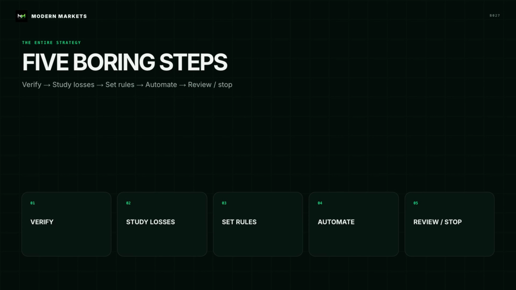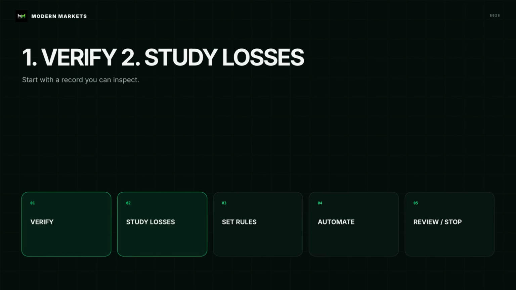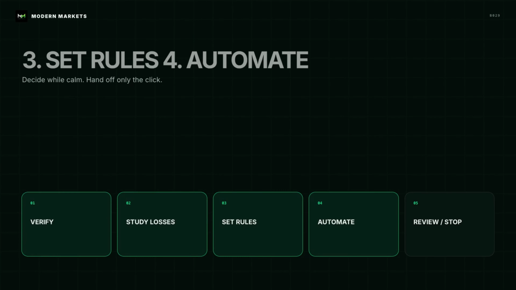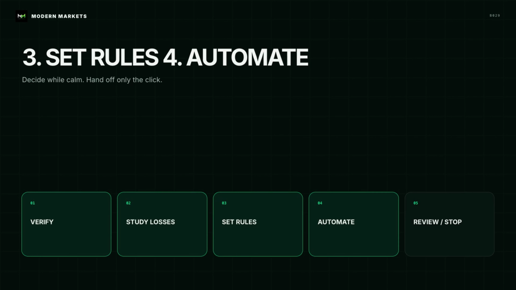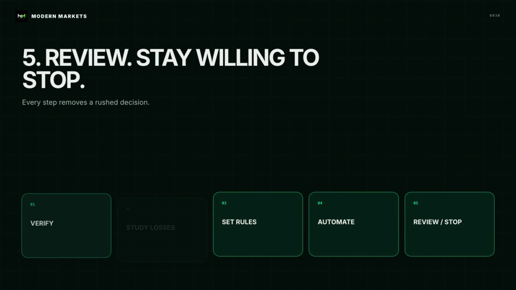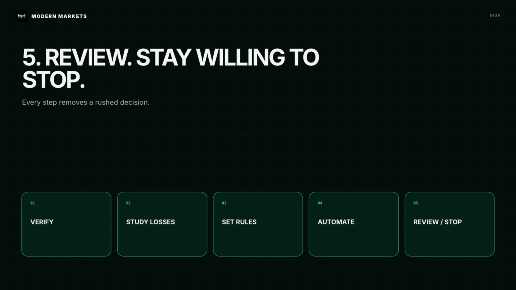What I've got is 5 steps, and none of them are fun. Pick a trader whose record you can actually verify. Study how that trader trades, losses included. Decide your own position size and risk limits before you follow anybody. Hand the execution step to software. Check the results on a schedule and stay willing to shut it off. That is the whole strategy. That's it. It's boring by design. Every step exists to remove a decision you'd otherwise make while rushed, emotional, or hiding your phone behind a laptop lid. Let's walk through them, because each step has a specific way people ruin it.